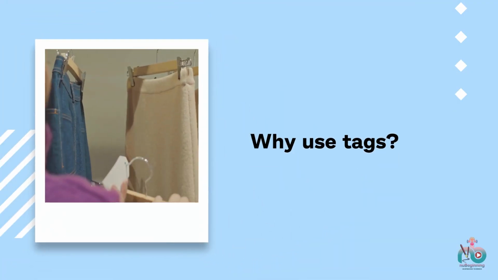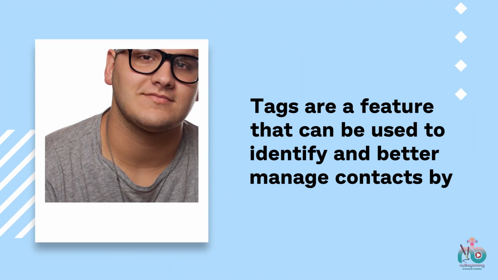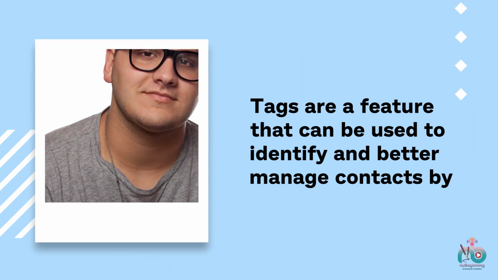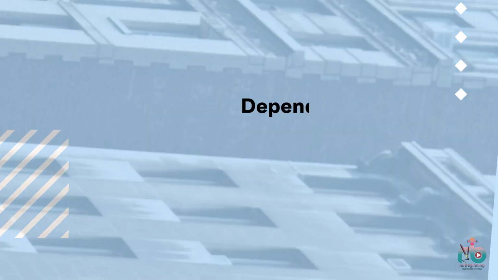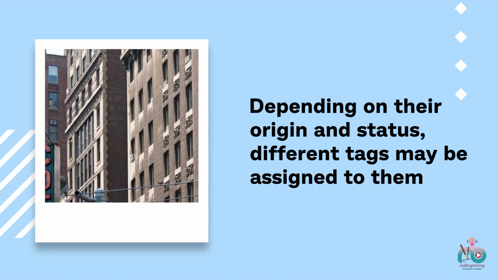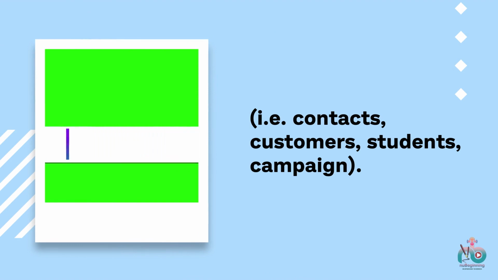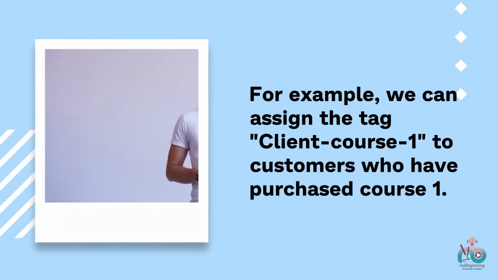Why use tags? Tags are a feature that can be used to identify and better manage contacts by organizing them into categories. Depending on their origin and status, different tags may be assigned to them, i.e., contacts, customers, students, campaign. For example, we can assign the tag Client Course 1 to customers who have purchased Course 1.